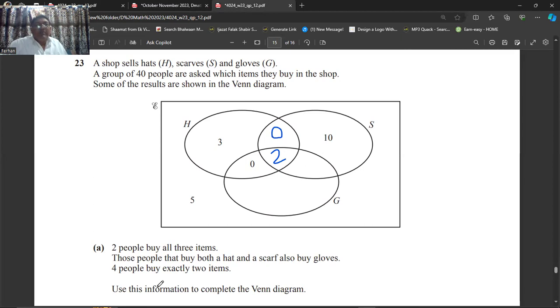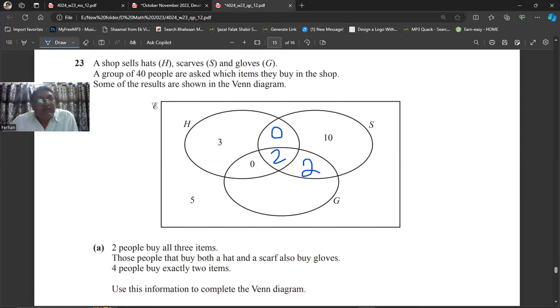4 people buy exactly 2 items. So there are 4 people who bought exactly 2 items. Because here we have exactly 2 items 0, exactly 2 items 0, so here you must have 2, I think. Not here. There is something wrong. I made a mistake.